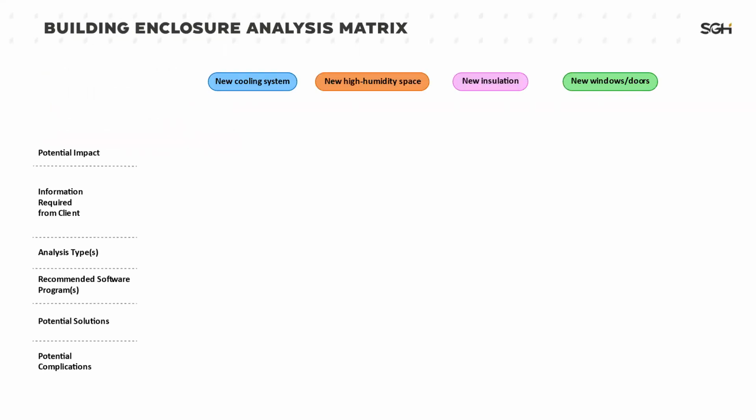Today's presentation will be guided by this building enclosure analysis matrix. The idea is that we have clients come to us with all sorts of renovation proposals for historic buildings. Sometimes they're proposing installing a new cooling system or creating a new high humidity space. Sometimes they want to install insulation, usually to improve the thermal performance of the building. And sometimes they want to install new windows and doors.